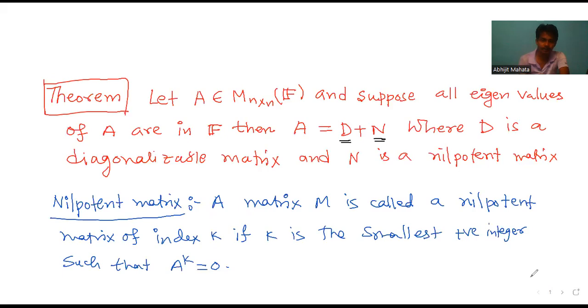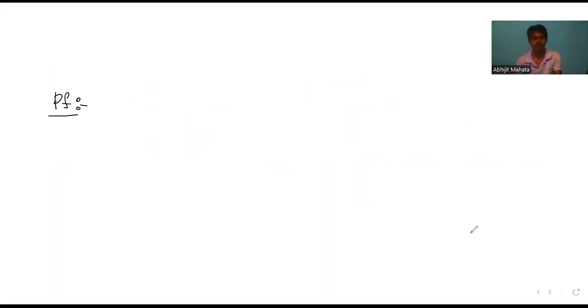So before the proof, let me again read the theorem. We have a matrix A, of course a square matrix, where all the eigenvalues of A are in the field F. Then we want to say that the matrix A can be written as the sum of two matrices, where D is a diagonal matrix and N is a nilpotent matrix. So that we will actually see. I'll tell you later what this theorem tells us, the significance of this theorem. But let me prove it first.